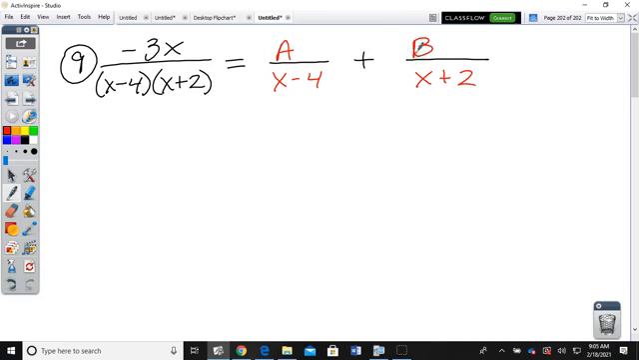Now, solve that rational equation. We need to multiply everything by the common denominator. What is the common denominator on this one? X minus 4 times x plus 2. So I'm going to multiply x minus 4 times x plus 2 for everything. Why did you do that again? To get rid of the denominators. We're trying to make this fraction equation into a regular equation without fractions.